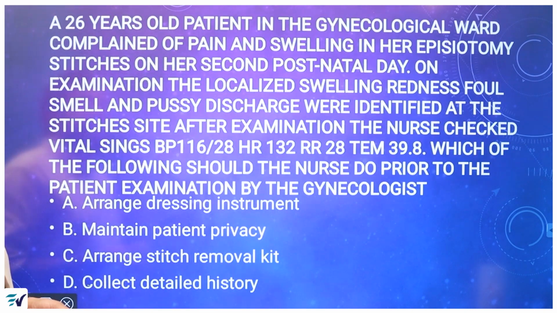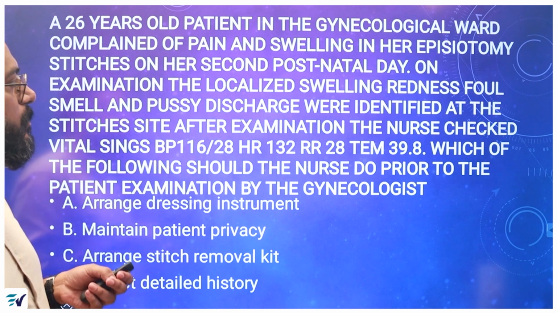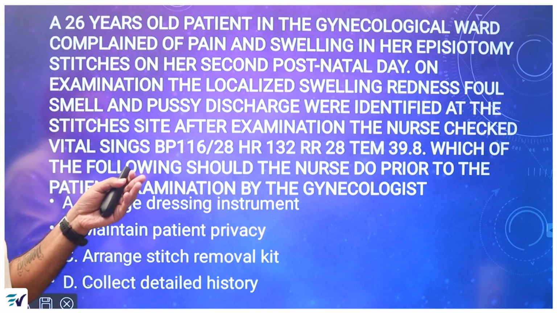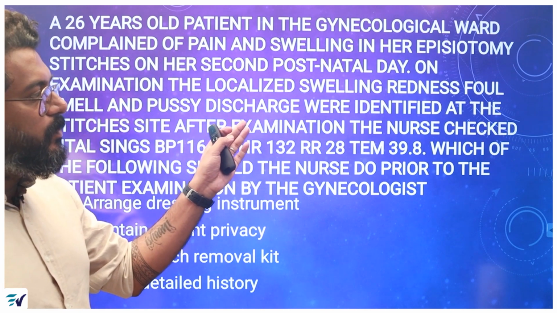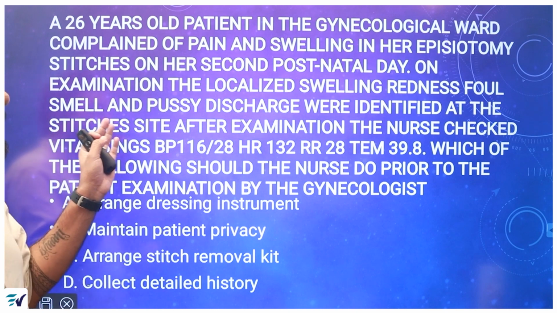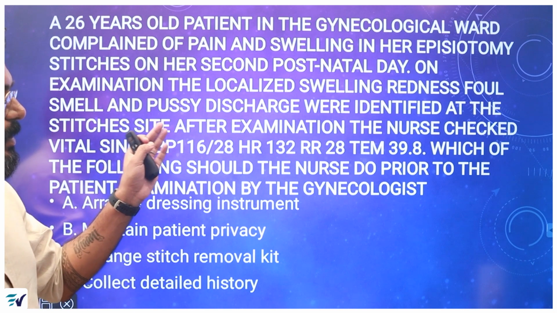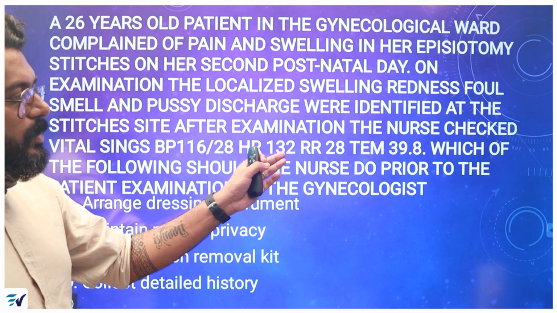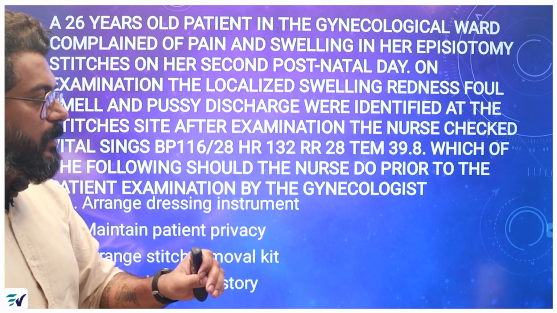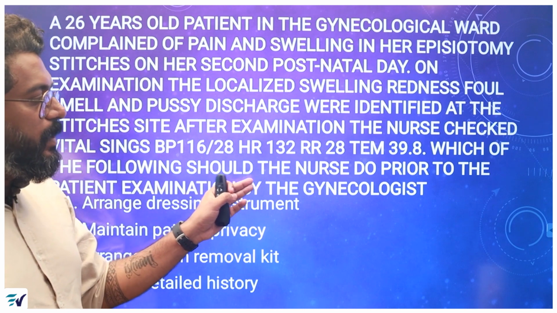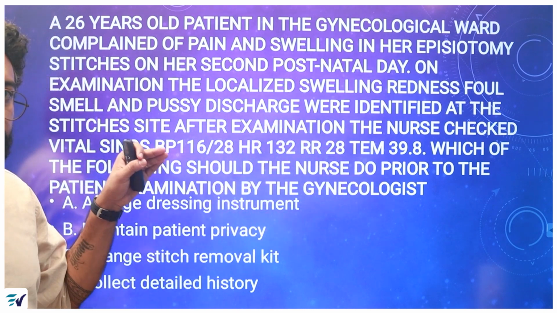Okay. A 26-year-old patient in the gynecological ward complained of pain and swelling in her episiotomy stitches on her second postnatal day. On examination, there is localized swelling, redness, foul smell and pussy discharge at the stitches site. The nurse checked vital signs: BP 116/28, heart rate 132, respiratory rate 28 and temperature is 39.8. Which of the following should the nurse do prior to the patient examination by the gynecologist? So, before the gynecologist comes, what should the nurse do?